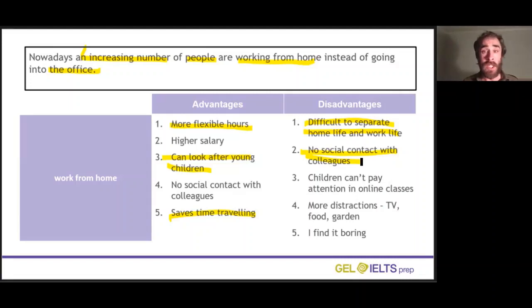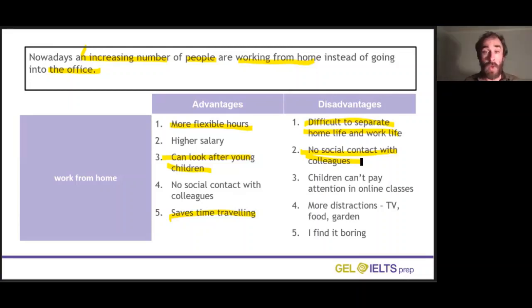Number 3, children can't pay attention in online classes. This is true, it's a good point, but it's not related to the question. It's not talking about education or children's experience of doing school at home. It's talking about working from home. So we shouldn't link this argument at all.